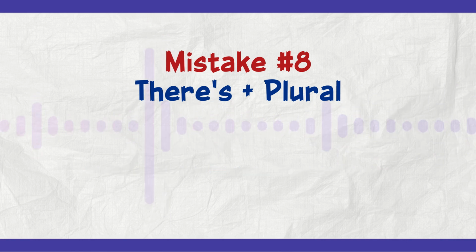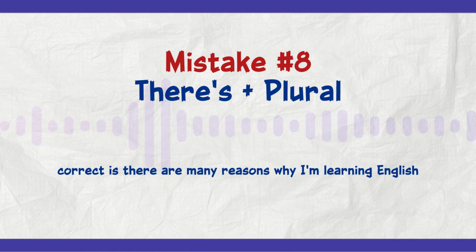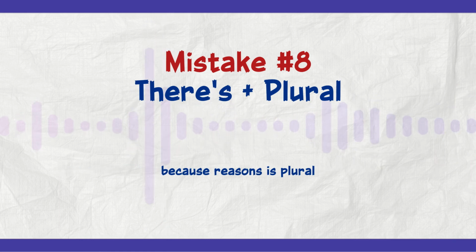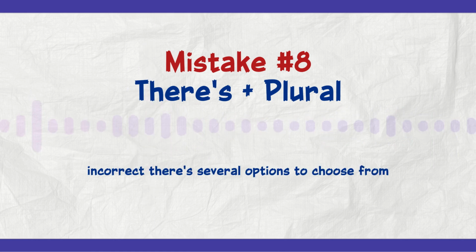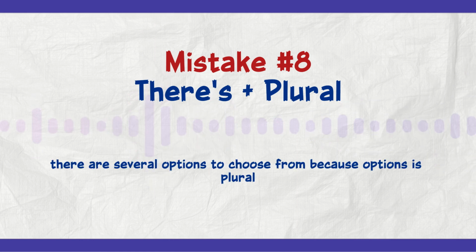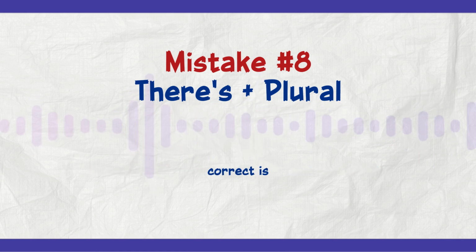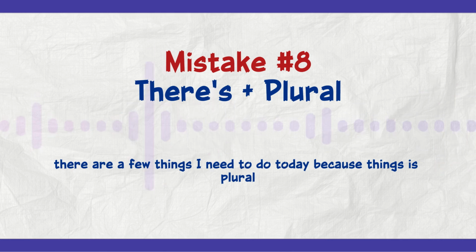Okay. Incorrect, but common: there's many reasons why I'm learning English. Correct is there are many reasons why I'm learning English, because reasons is plural. Incorrect, there's several options to choose from. Correct is there are several options to choose from, because options is plural. Incorrect, there's a few things I need to do today. Correct is there are a few things I need to do today, because things is plural.